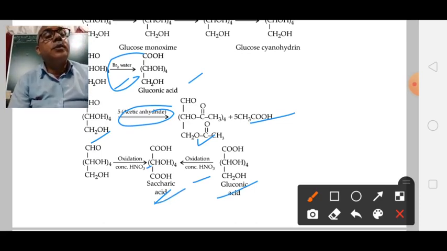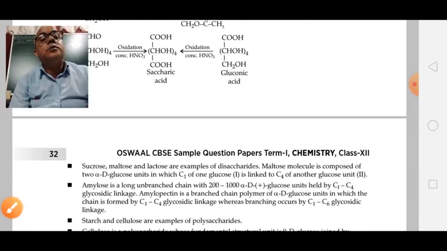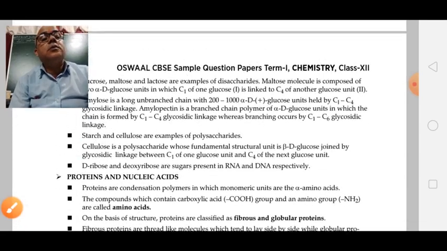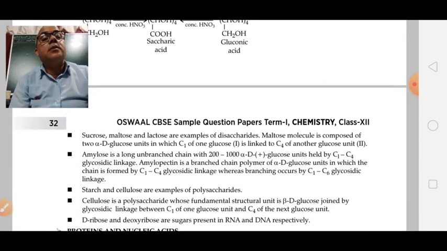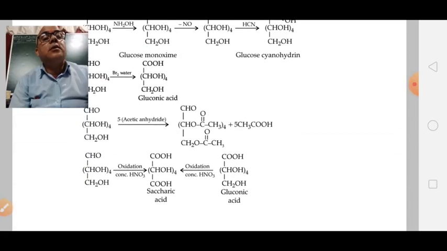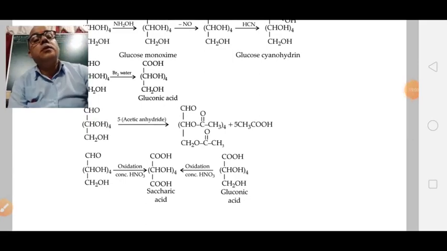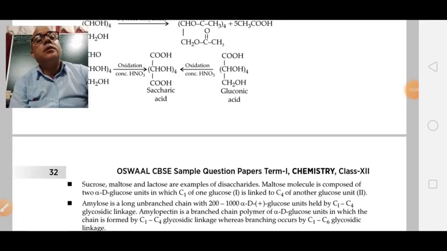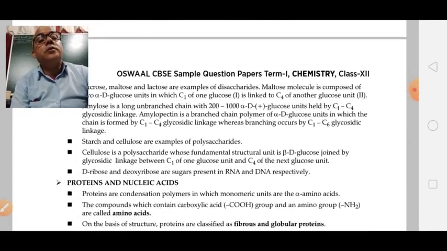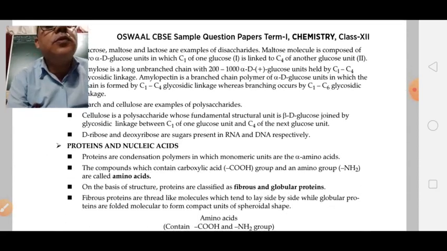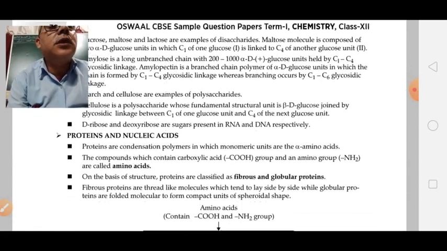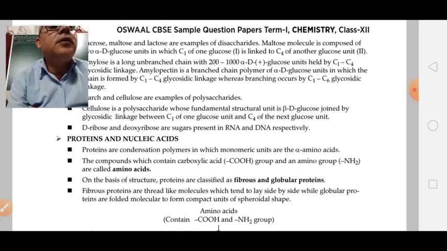These are the properties of glucose as a carbohydrate. Now sucrose, maltose and lactose are examples of disaccharides. These are the examples of disaccharides.